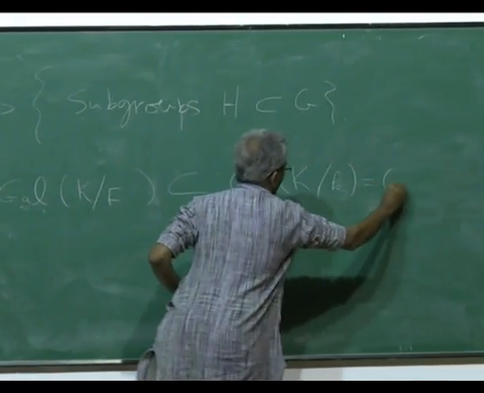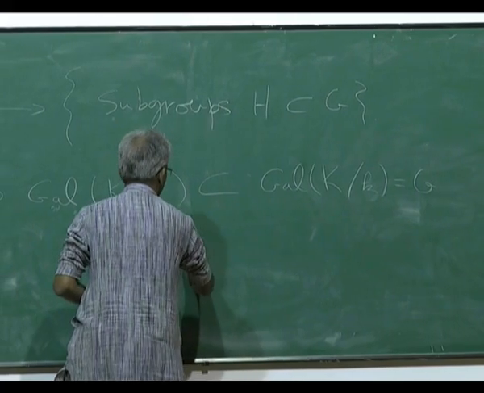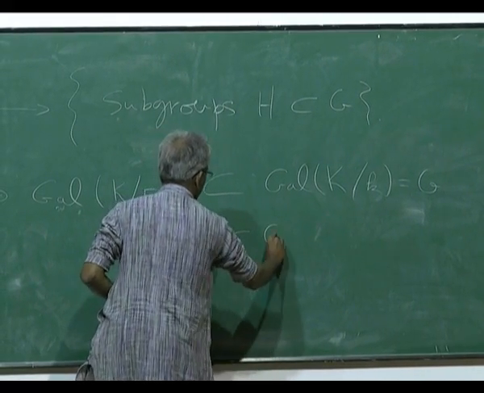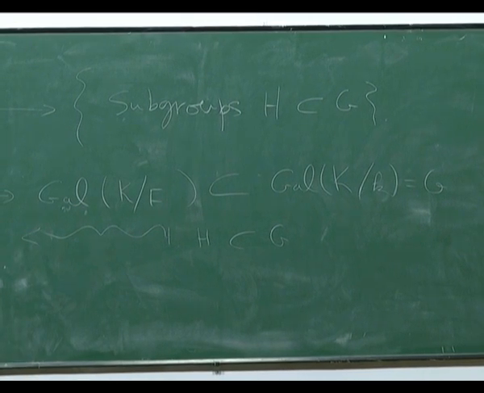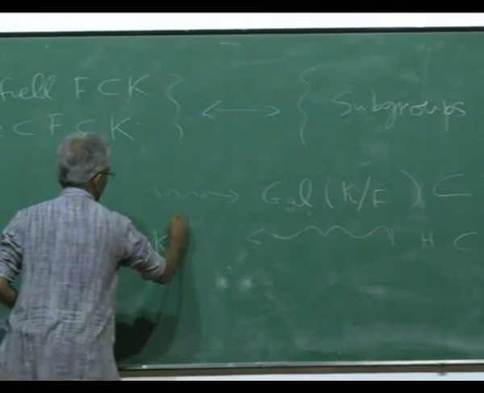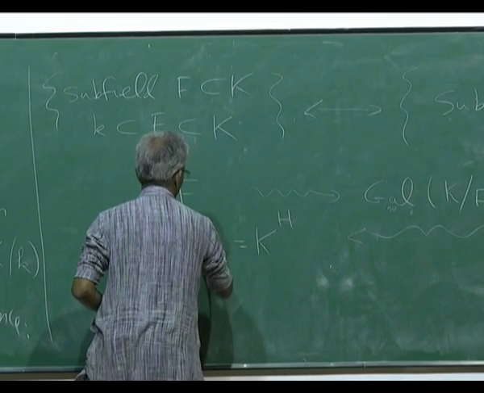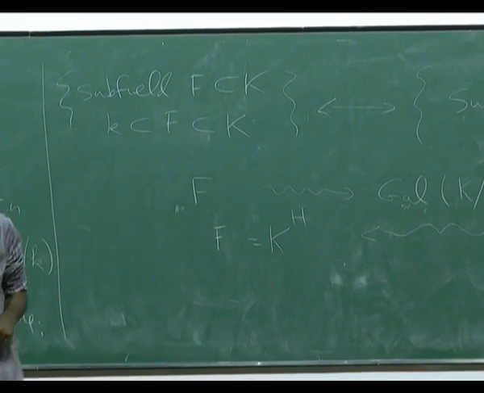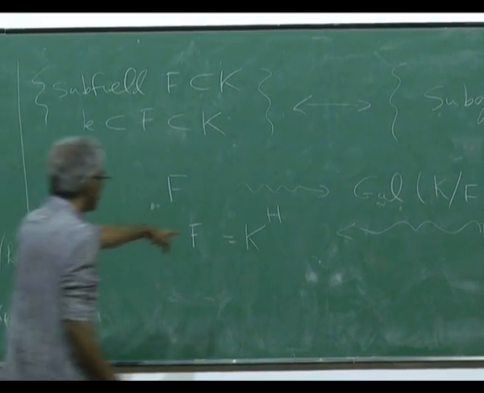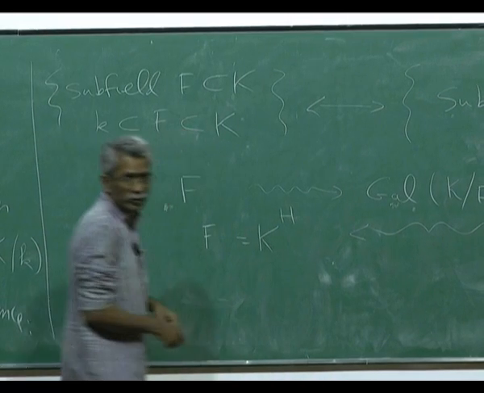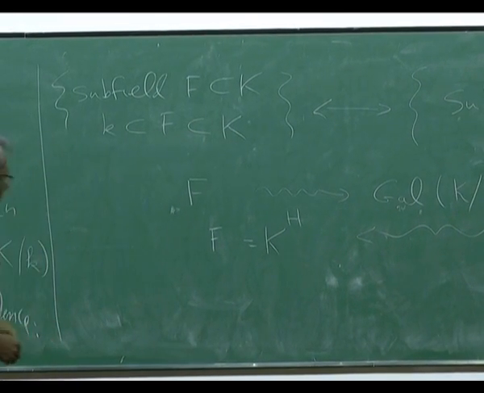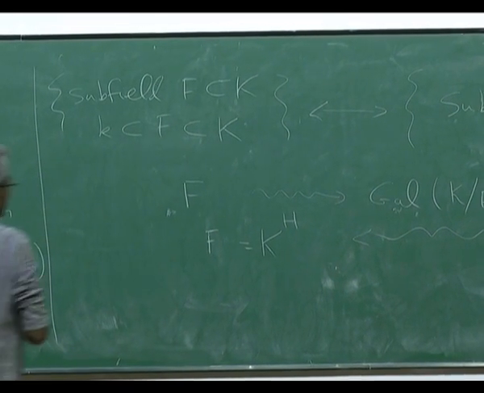Okay. On the other hand, if I take a subgroup H contained in G, then this gives you a certain field. What is that field? It is a fixed field. F is equal to K power H. Okay, so I need to explain this.